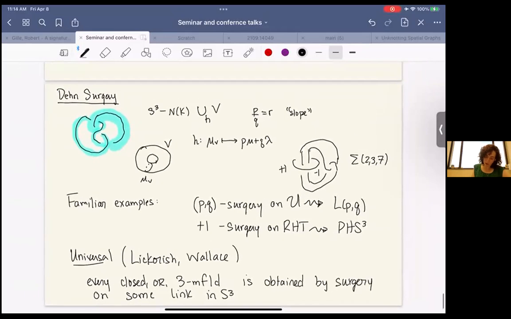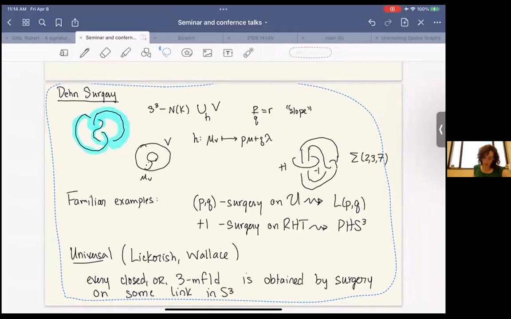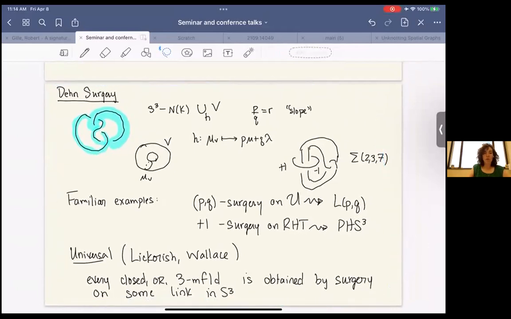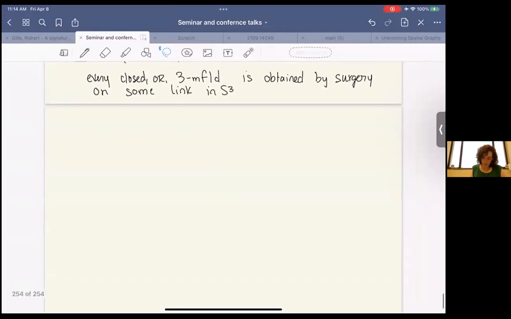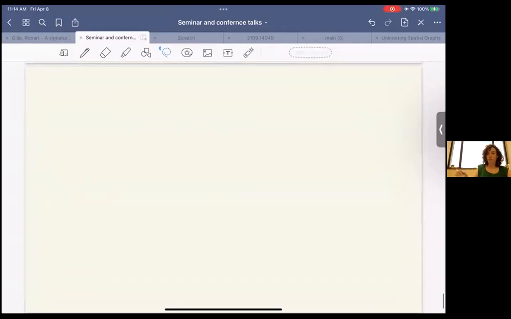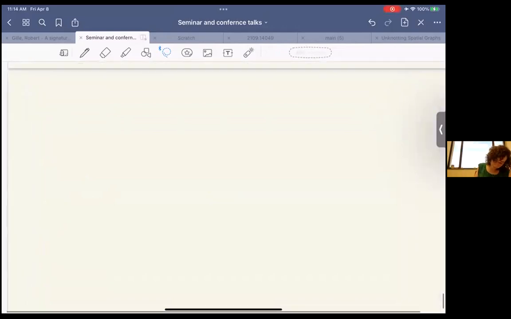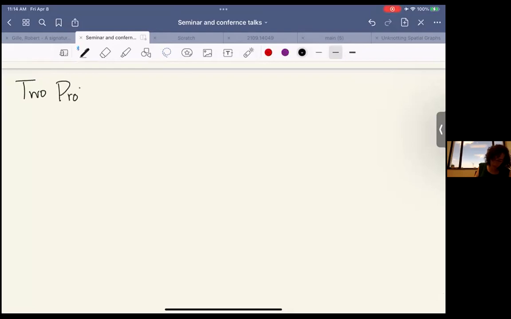Okay, so we're interested in this operation of Dehn surgery. Okay, so let me now present to you two conjectures. All right, in the kind of world of Dehn surgery. Two problems, both of which are still open. Okay. So the first is the cosmetic surgery conjecture.